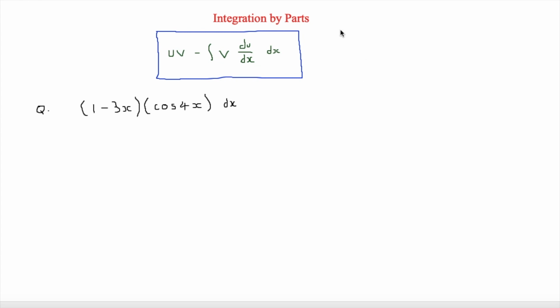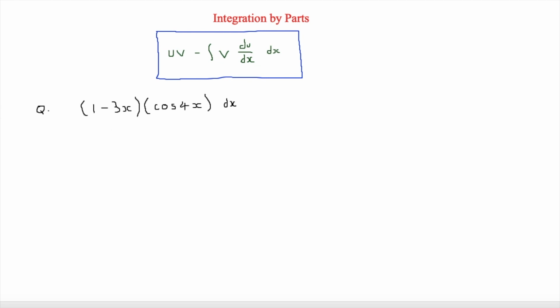So the general formula that you have to learn is uv minus the integral of v times du over dx, dx. So that is what we will have to do each time we do an integration by parts. And we use an integration by parts when you have two functions multiplied by each other, and usually one of the functions will differentiate to make a constant.